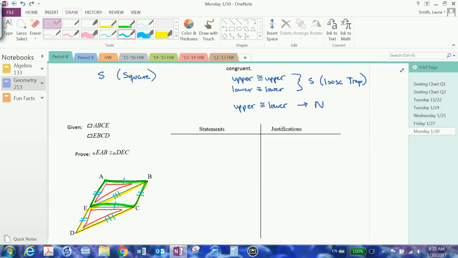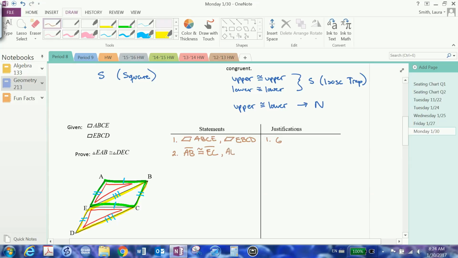But anyway, okay, so let me erase a few things so that the diagram's not as crowded. All right, so I'm going to start with my givens. I'm going to list them both. All right, now I think I'm just going to start doing those opposite sides.